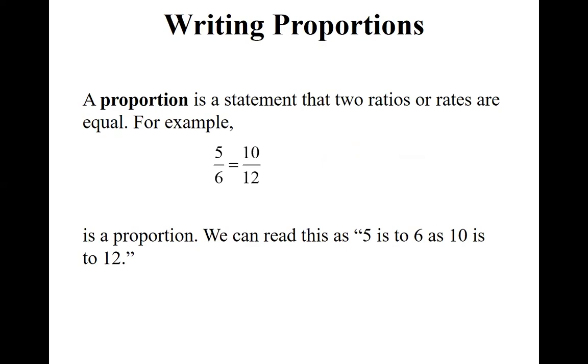A proportion is a statement that two ratios or rates are equal. For example, 5 is to 6 as 10 is to 12. That's how we say that. Good old analogy format. 5 is to 6 as 10 is to 12. Ratio equals ratio, or rate equals rate.